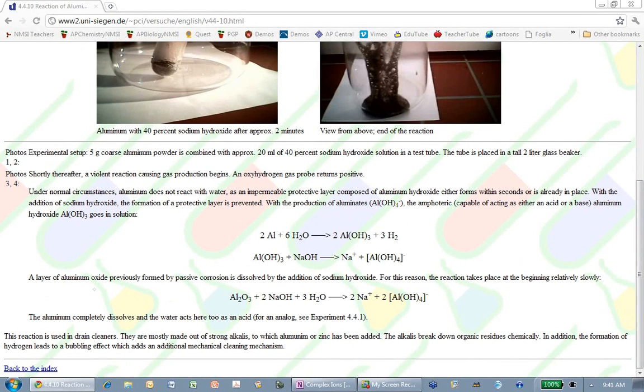So as we keep going on, then we actually are going to end up making some aluminum oxide. So it says a layer of aluminum oxide previously formed by the passive corrosion is also dissolved by the addition of sodium hydroxide. And for that reason, the reaction takes place at the beginning relatively slowly. That's why it took a couple of minutes before they saw anything going on. So we have this reaction going on as well. So the aluminum is completely dissolved at the end, and water acts here as an acid. And this is the reaction that Drano uses.